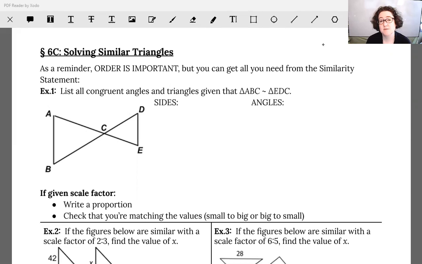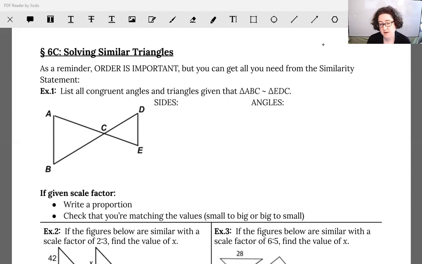And so a lot of times you may need to rely on the similarity statement, or the names of the similar triangles that are given, in order to make sure that you have things matched up. So real quick, let's review how we could do that. I've given you an example. We actually have a bow tie diagram. And be careful with these.